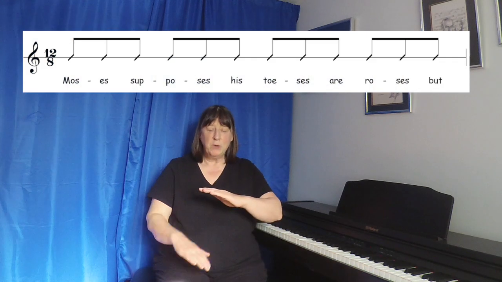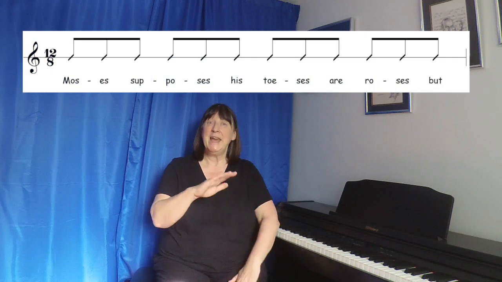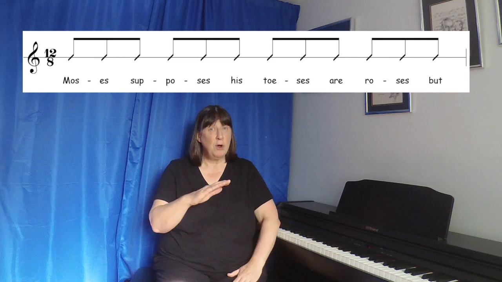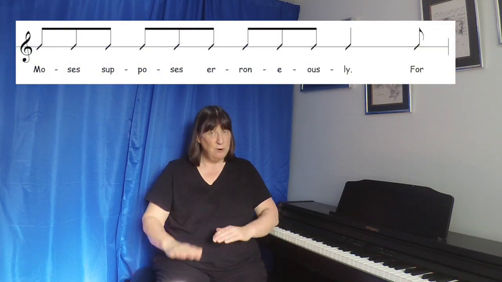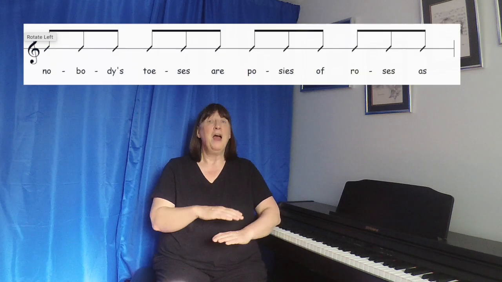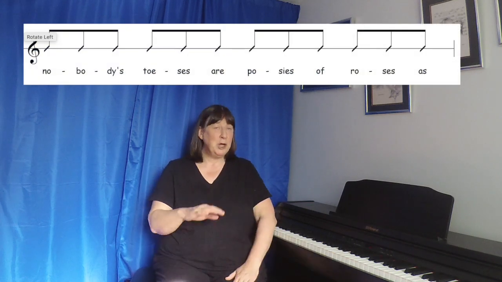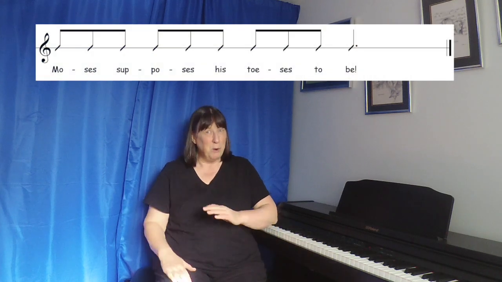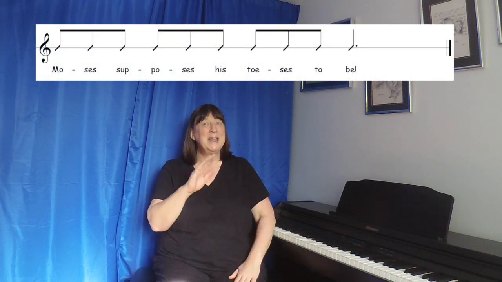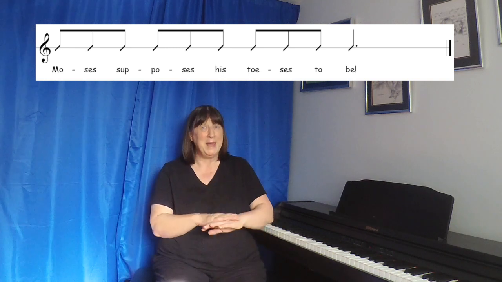So our whole rhyme, accompanied by our little pattern, will go like this. Moses supposes his toesies are roses, but Moses supposes erroneously. For nobody's toesies are posies of roses, as Moses supposes his toesies to be.